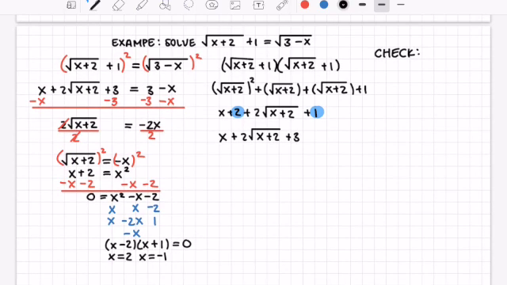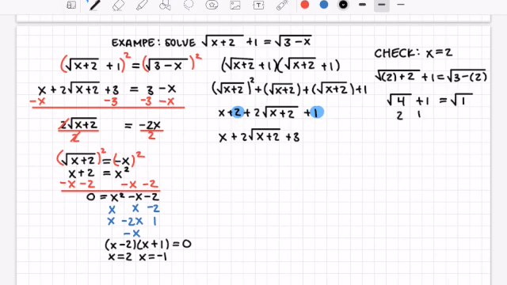We have here x equaling 2: square root of 2 plus 2, plus 1 equals the square root of 3 minus 2. I get the square root of 4 plus 1 equals the square root of 1. This is 2 plus 1 equals 1, and this is definitely going to be false. 3 does not equal 1. So I definitely can't use x equals 2.